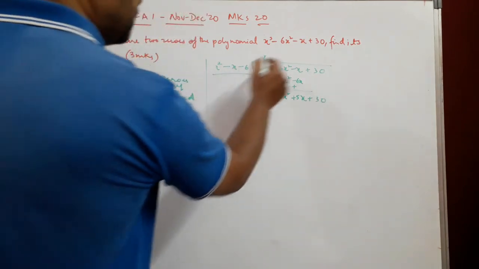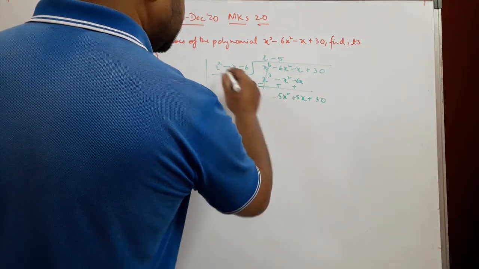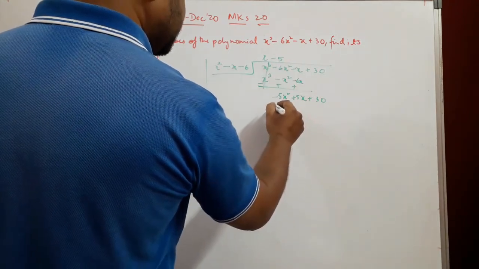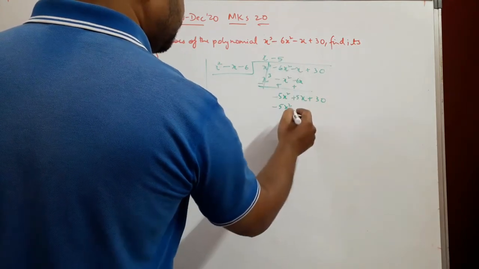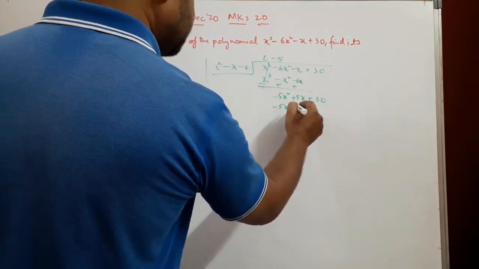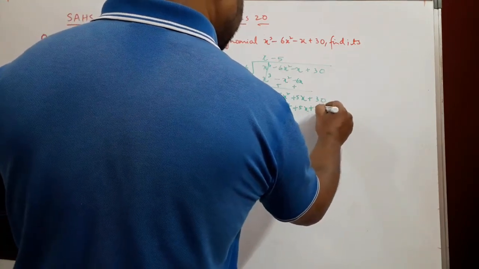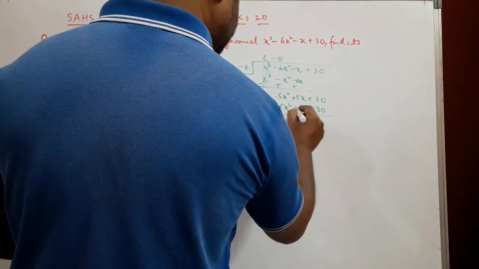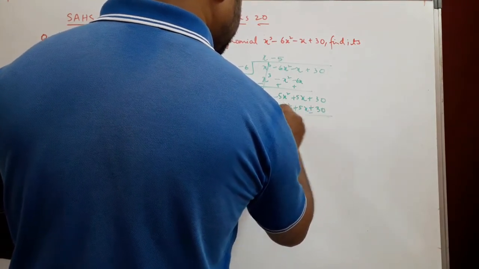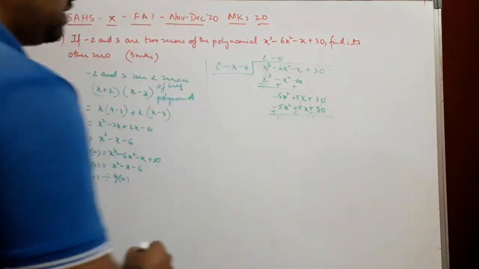Now x square, that means we need only minus 5 out here, and x square into minus 5 will give minus 5x square, minus x into minus 5 gives us plus 5x, minus 6 into minus 5 will give positive 30. We change the signs throughout. Everything cancels out, and finally we get our other zero.